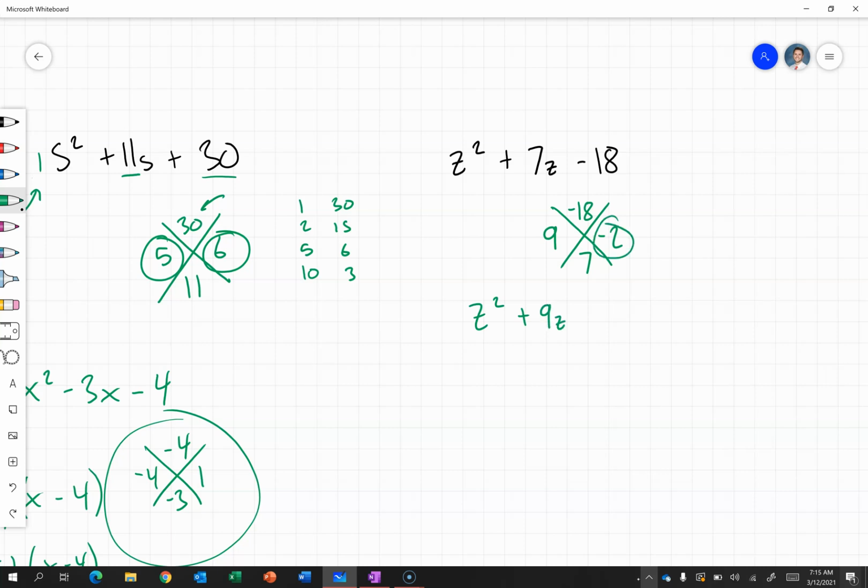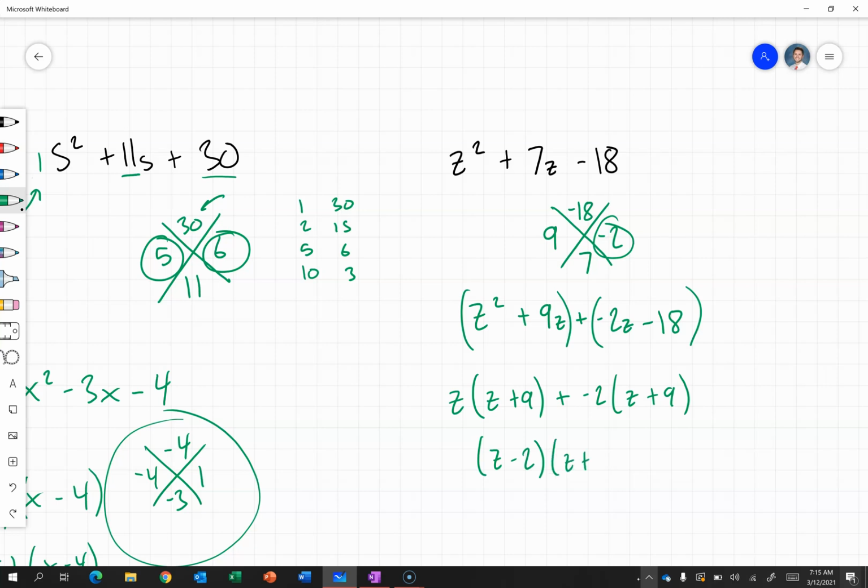Okay, when we have a negative factor here, it's going to be a lot easier for you if you write it as plus -2z, rather than writing minus 2z. So we've got plus -2z and then minus 18. Now again, we can factor by grouping. So I'll factor out the z. That leaves me with z plus 9. Plus I can factor out a -2, and that also leaves me with z plus 9. So I have z minus 2 times z plus 9.